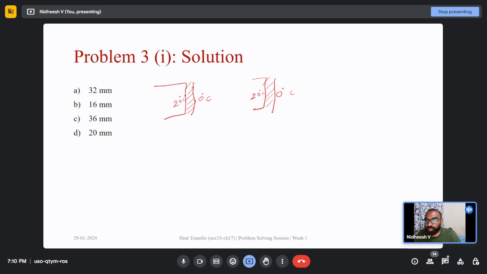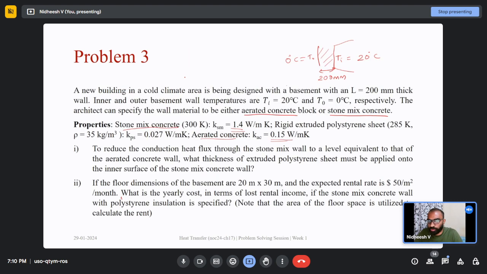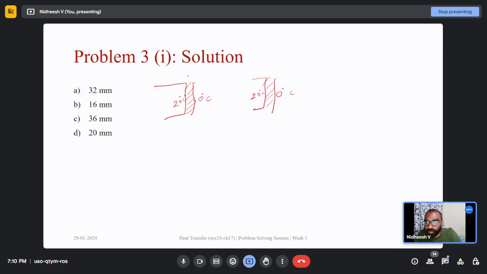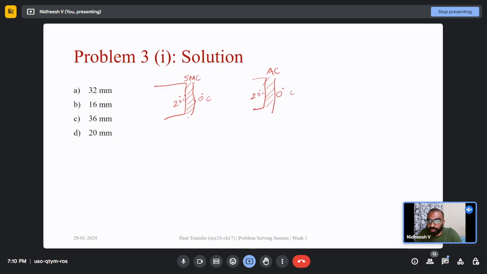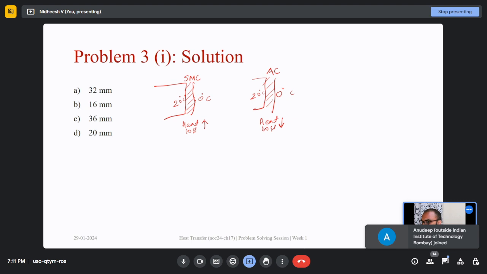In one case this material is stone mix concrete. In the second case, this material is aerated concrete. So we know that for stone mix concrete, heat loss is high, right? Heat loss is high, and for this case, heat loss is low. Do you agree on that? Comparing the thermal conductivities. Is that clear?